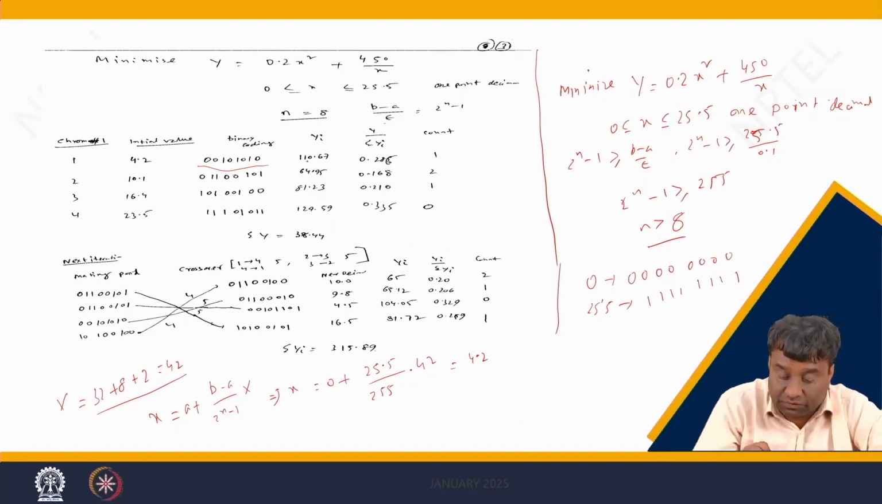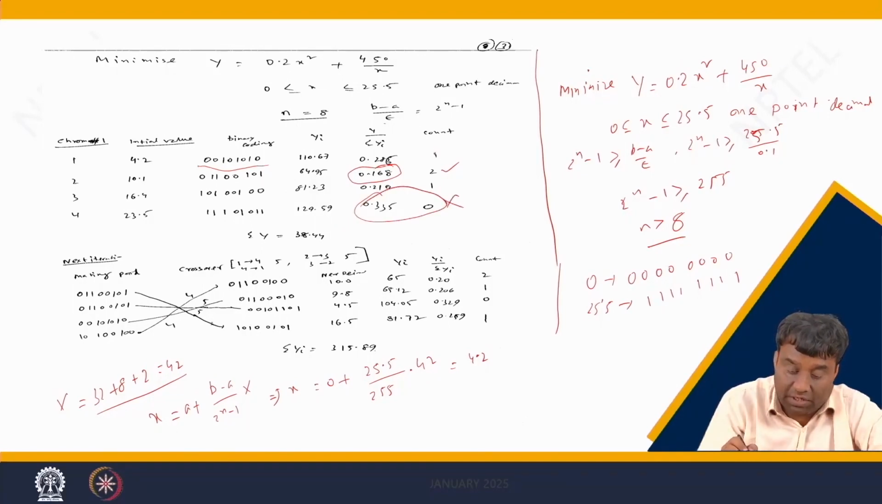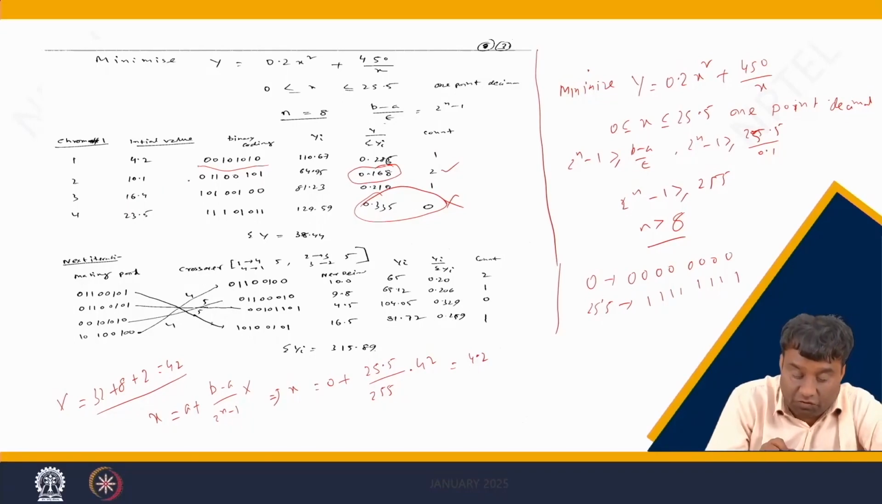So that is 110.67. Then it is 64.95. This value is 81.23, and for this value it is 129.59. So the expected count, as we are solving the minimization problem, is that those with minimum values we count 2 times, and those with the maximum value are not counted at all. So we counted chromosome 2 for 2 times, 1 for 1 time, and 3 for 1 time. 4 is not selected.